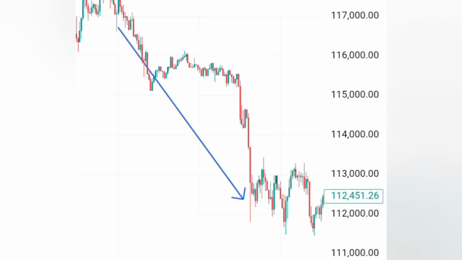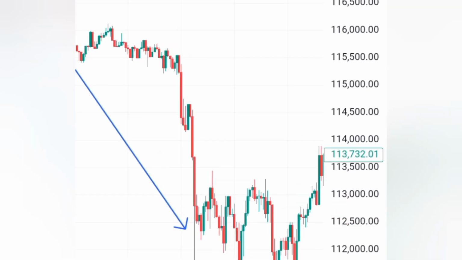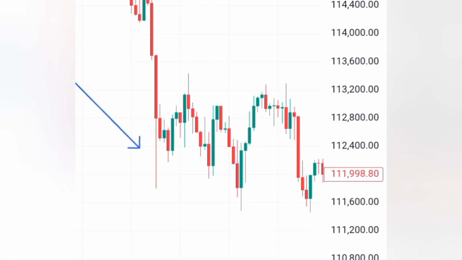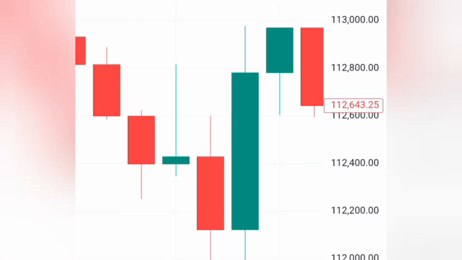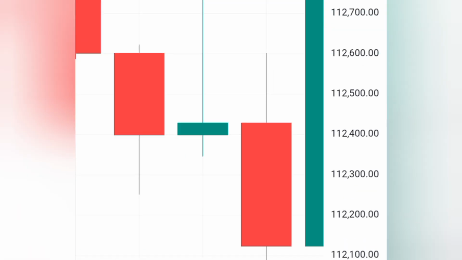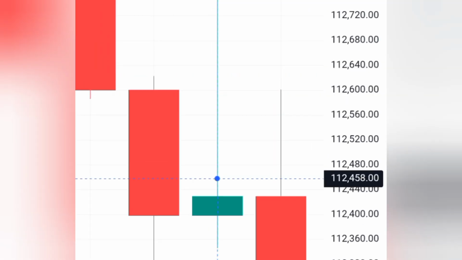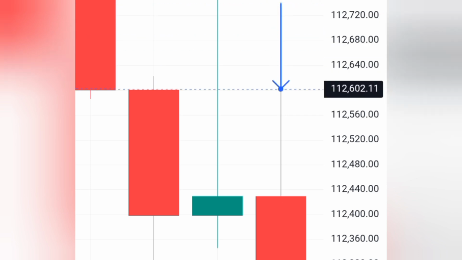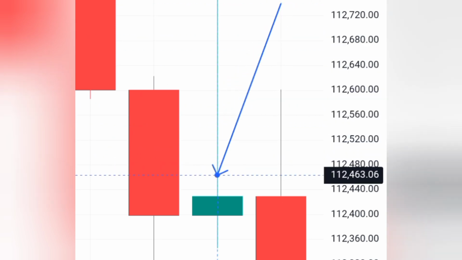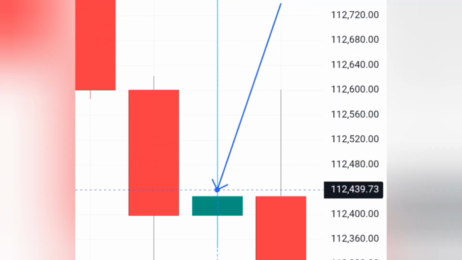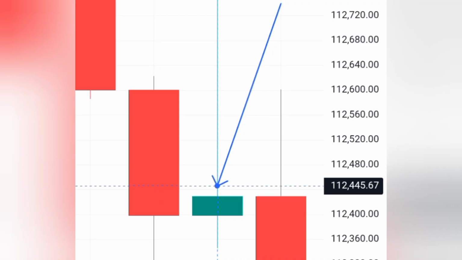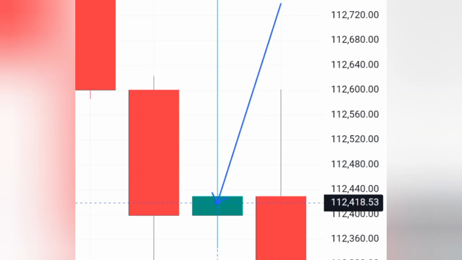Can you see this? When you see that hammer, let me show it to you. We have a hammer and an inverted hammer, guys. There is this candle right here. Can you see this candle? It has a body and this long wick. This is a long wick and this is a small body. That means this is an inverted hammer, guys. So it looks like that.